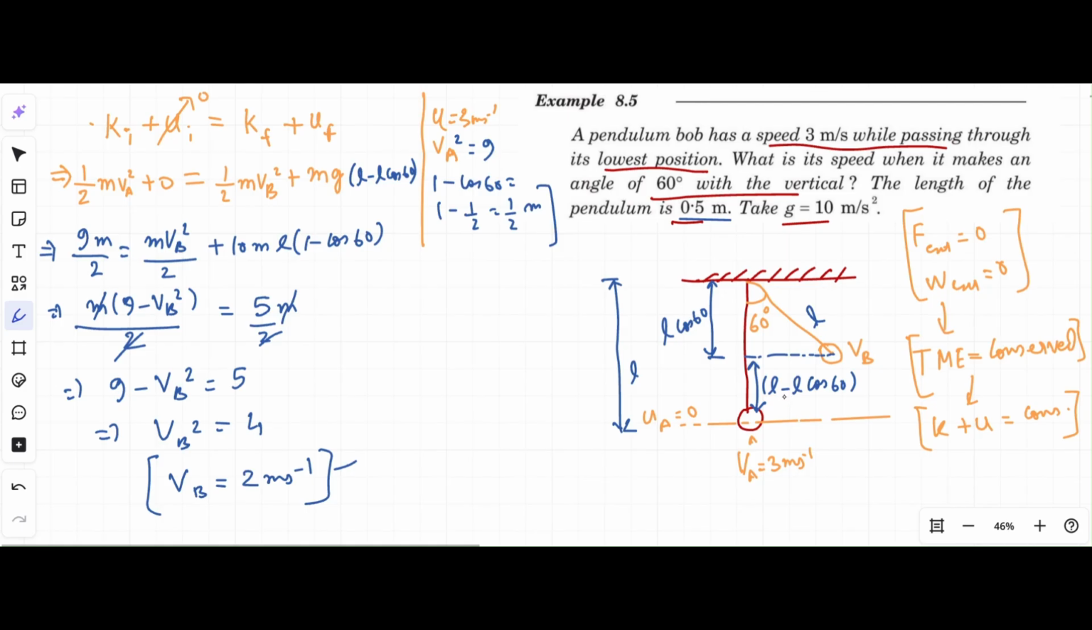And one more thing to understand from this whole thing is that this is independent of the mass of the bob. The velocity at B will only depend on the velocity at A, no matter the mass of the bob, because the mass is getting cancelled. It seems a bit arbitrary, but it is the case. So the velocity does depend only on the initial velocity at A.